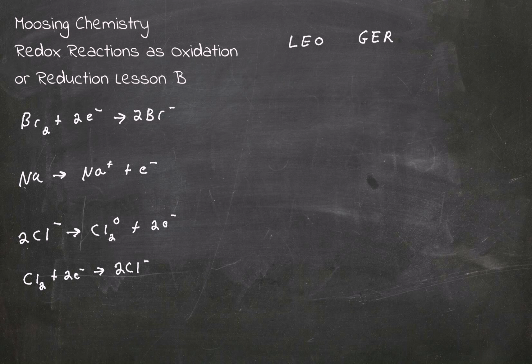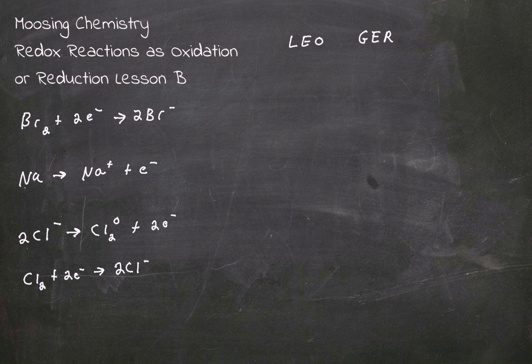Now remember, in redox, LEO the lion goes GER. So LEO: lose electrons, oxidize. GER: gain electrons, reduce. Alright, so let's look at a couple problems here and see how this works.